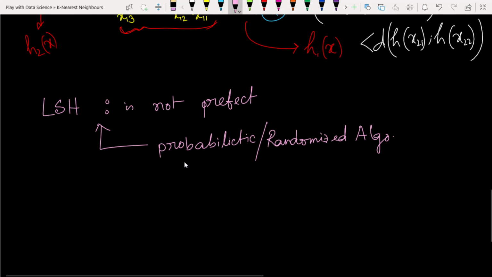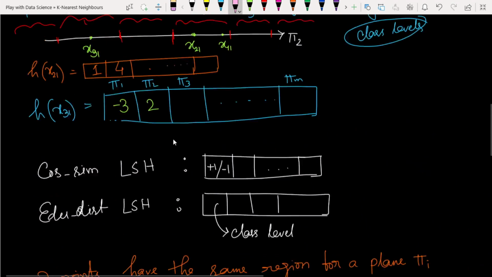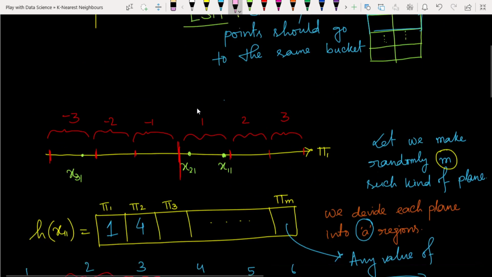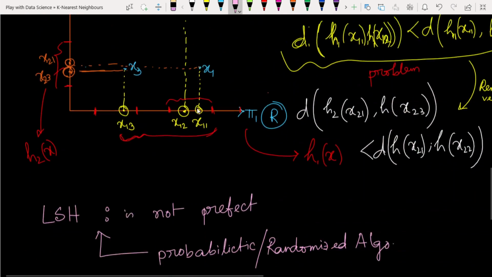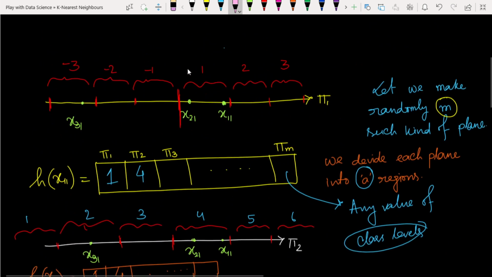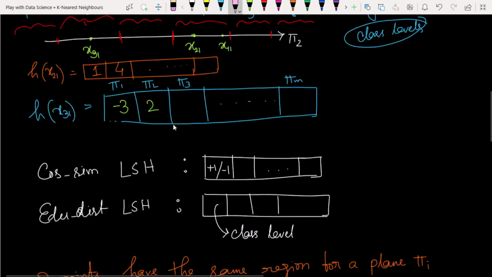I am not proving why this is so. I think you have understood geometrically that it is because I am choosing the hyperplane randomly. If you are interested in proving this mathematically, I'm not coming to the proof part of these algorithms. If you are interested, just google it or search on YouTube. You can easily find lectures and articles on this. I'm not going into the proof of this theorem.